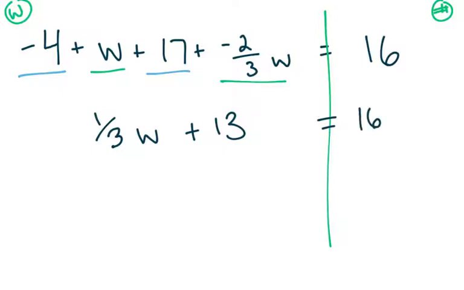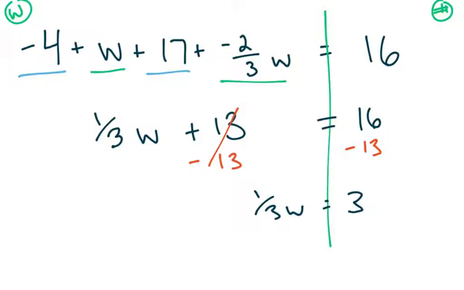I'm going to start out by getting rid of the positive 13 or the plus 13 with a minus 13. I need to move it because I only want numbers on the right side, and I only want w's on the left, so I need to move it away. If I do something to the left side of the equation, I have to do it to the right. So I'm left with 1/3 w equals 3, because I can actually do 16 minus 13.